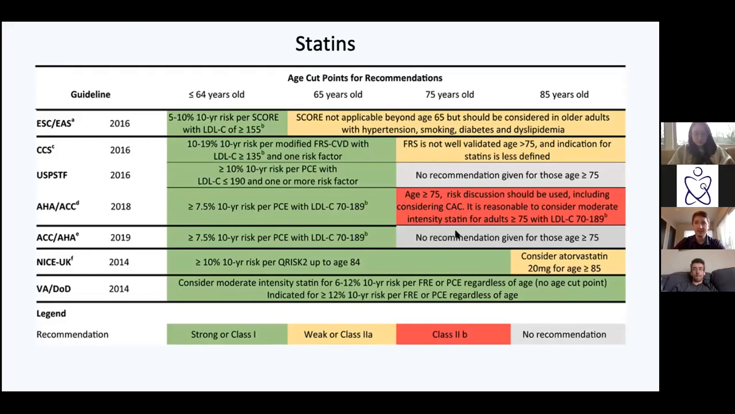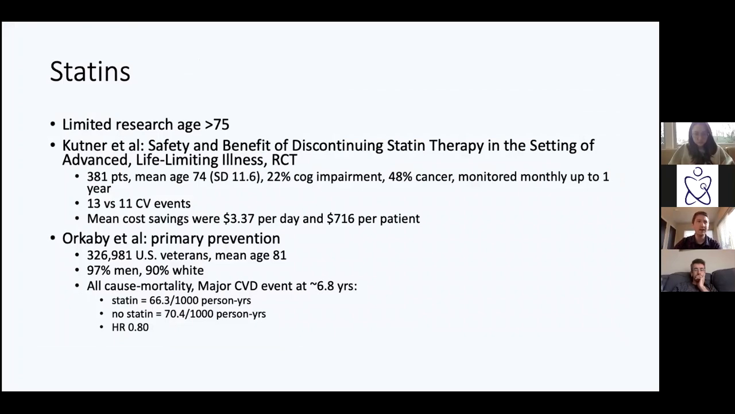Most guidelines either don't give recommendations for older adults, or they talk about shared decision making. So it can be kind of tricky. There are some smaller studies. Most of the major randomized controlled trials that looked at statins, like the Jupiter trial, had a small mix of older adults in there, but most of them don't really have high quality enough data.